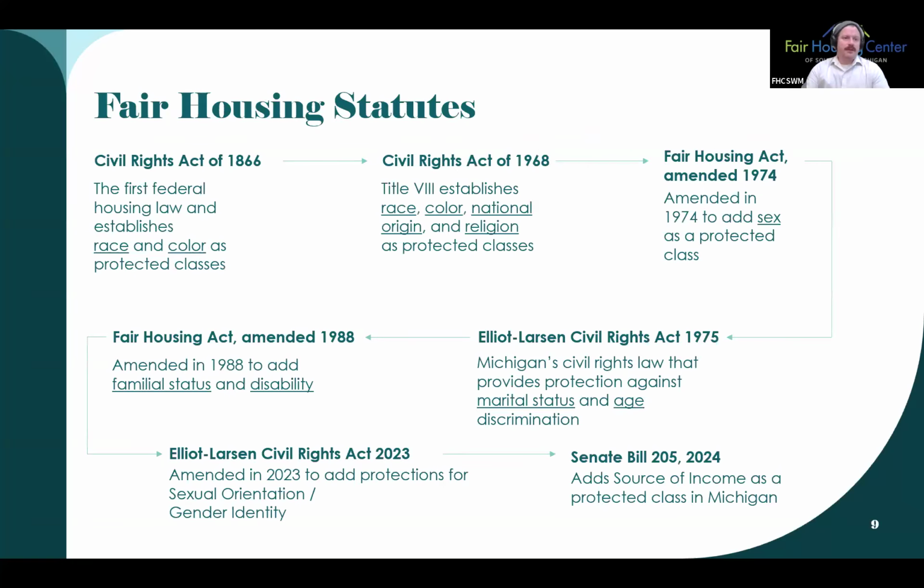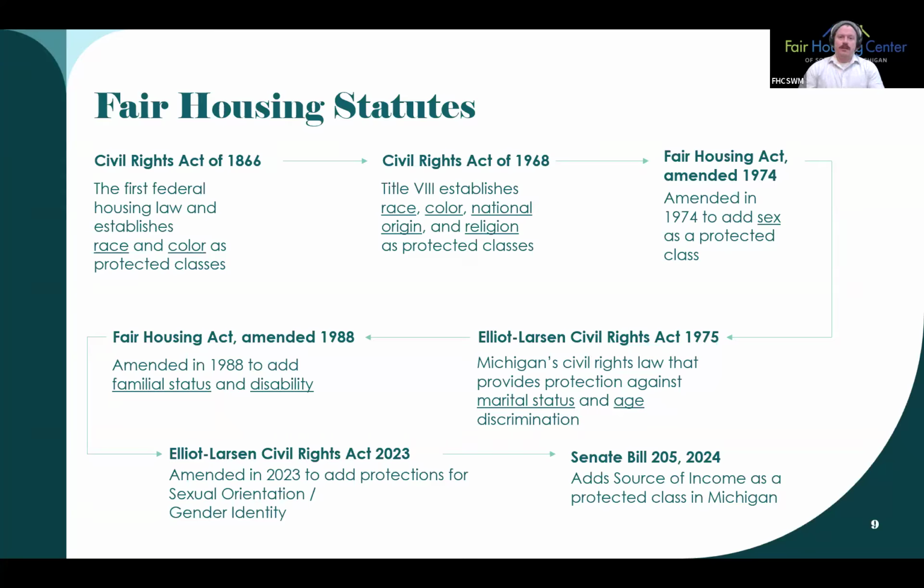So beginning in the top left, you have the Civil Rights Act of 1866. And then down in the bottom right, you have the source of income law recently passed here in Michigan, Senate Bill 205. So like I said, the protections afforded by fair housing were won over time. And now this timeline is by no means comprehensive, but it should provide a snapshot of the moments wherein protected classes with respect to housing were enshrined into law.